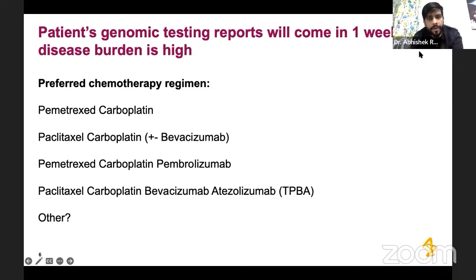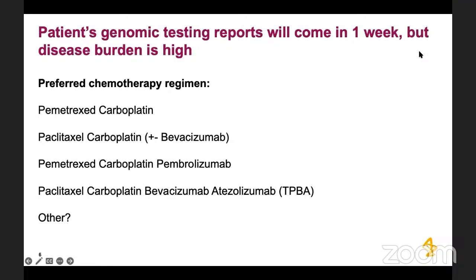Dr. Itesh, is your practice the same, or will it change if the patient does not have a lot of disease burden? Would you like to wait for the NGS report, or would you also straight away start with the chemo, or chemo plus immuno, or maybe this paclicarbo bevacizumab?